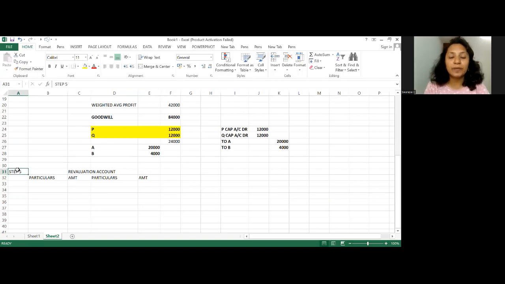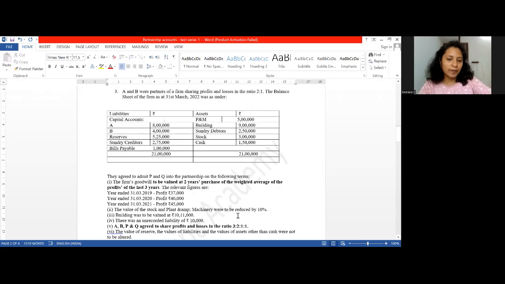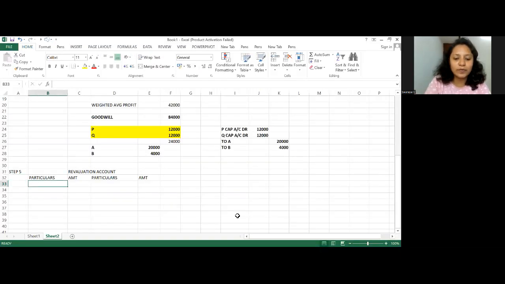So the next step is to prepare a revaluation account. Revaluation account is prepared to know the profit and loss whenever there is a restructuring in a particular partnership entity. Here the value of the stock and plant and machinery were reduced by 10%. Asset is a debit account, it will always show a debit balance. So when you want to reduce an asset, you have to credit the asset account, and the corresponding account to be debited is your revaluation account.